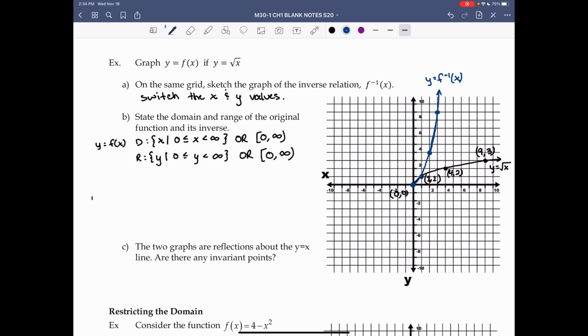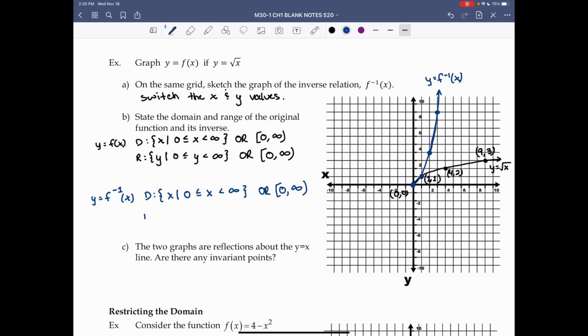The inverse function y equals f inverse x. The domain for that function, the lowest x value is 0, so 0 is less than or equal to x is less than infinity. It is going to continue going to the right as it goes up, just slowly. In interval notation, that would be 0, infinity, square bracket on the 0, round bracket on the infinity.